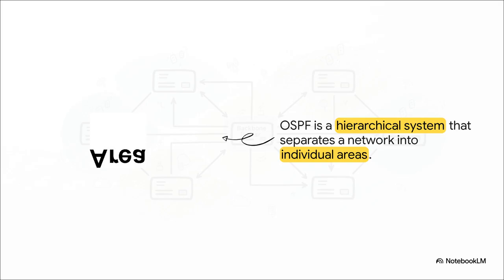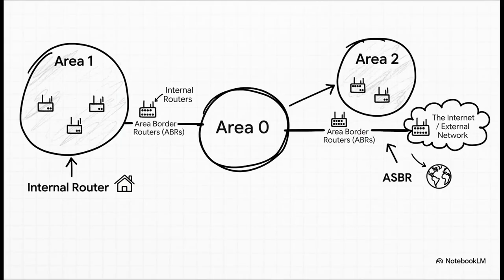Think of it like states in a country. If you live in New York, you need a detailed map of New York, but you don't need to know every single side street in California. To get between states, you just need to know how to get to the main highway system. In OSPF, that central highway system is a very special hub called the backbone, or Area 0. This whole structure creates these specialized jobs for routers.